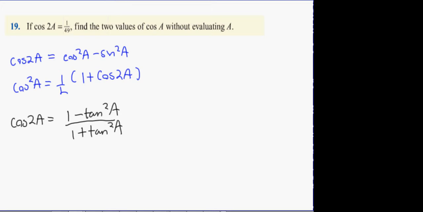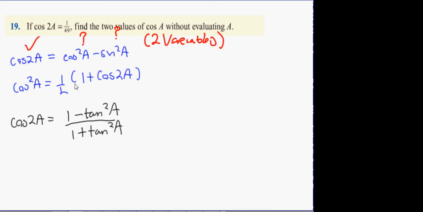Now, the first one, I can't use it. I'm going to tell you why I can't use it. Cos a is completely different than sin a. I know what cos 2a is. I do not know what cos squared a is, and I do not know what sin squared a is. How many variables do I not know? 2. One equation, 2 variables I don't know. Not good enough. Can't use it.